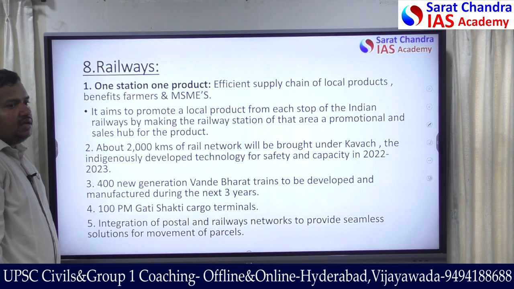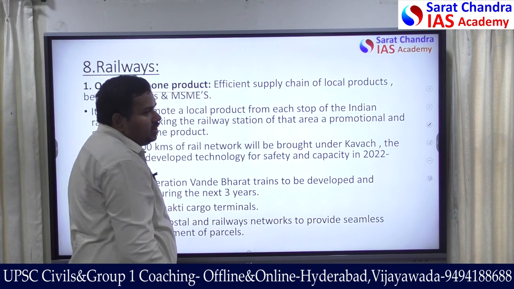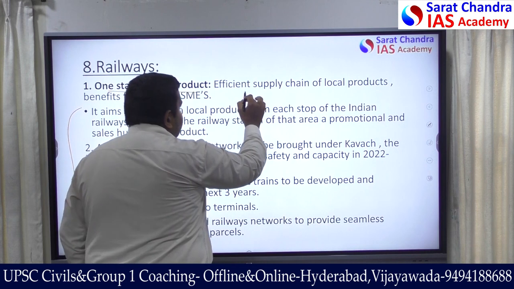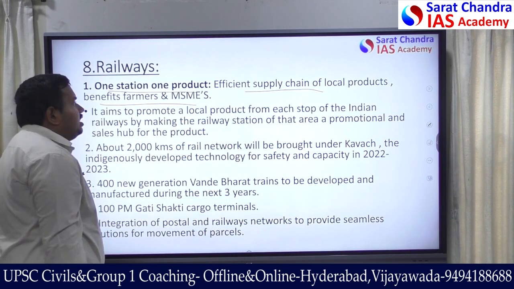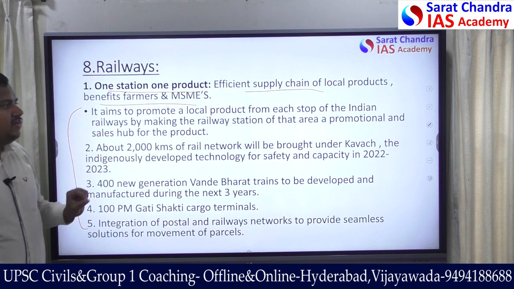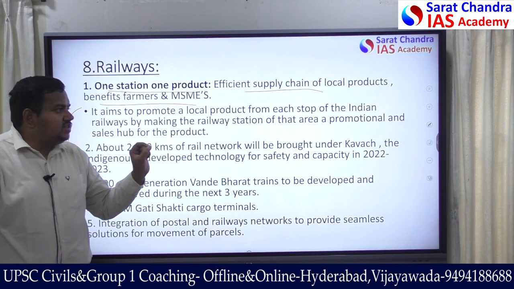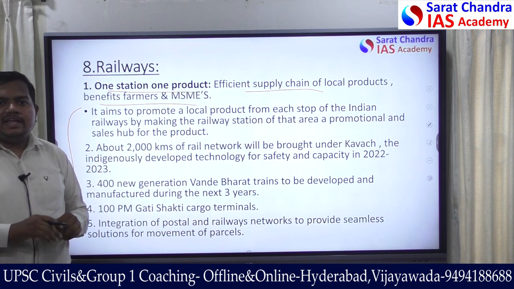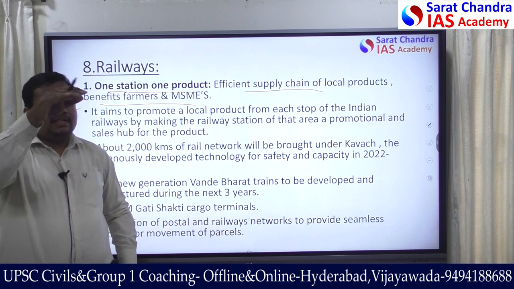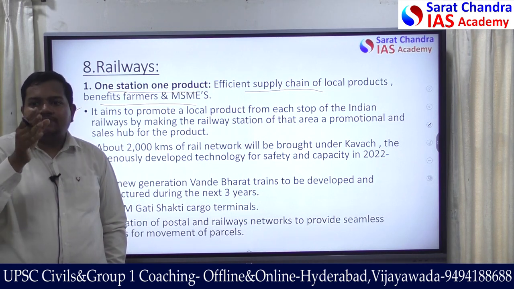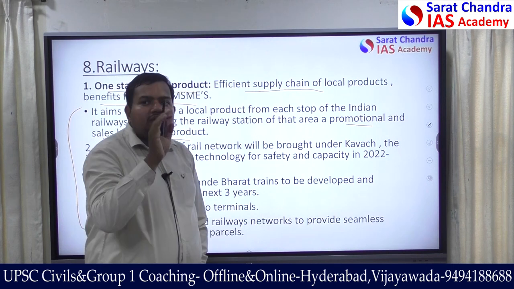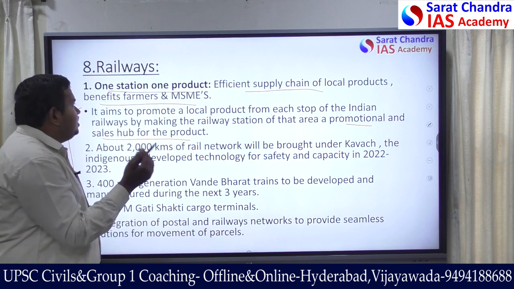Next, with respect to railways, what are the initiatives? One station, one product. This is the only major one. These are all not that important, but we will see. So one station, one product. Efficient supply chain of local product benefits farmers and MSMEs. So what is this one station, one product? It aims to promote a local product from each stop of the Indian Railways by making the railway station of that area a promotional and sales hub. At each and every railway station, we are going to specifically develop one special product. Whatever special product is there in that area, that we are going to promote at that railway station. So that railway station is going to act as a promotional and sales hub for that product. So each railway station, one product. Okay, one railway station, one product.